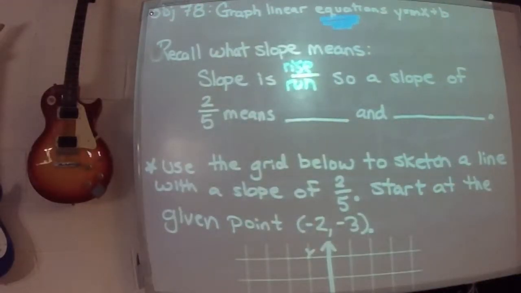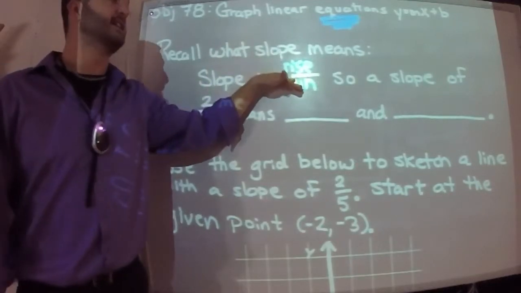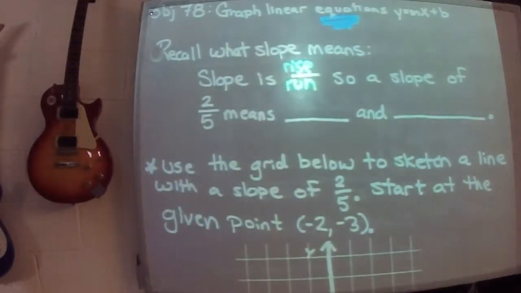We usually use rise over run thinking about going up and to the right. So if your slope is positive, you rise and you run. What do we say if your slope's negative? You fall and then you run. You're always going to run to the right. So regular positive slopes go up, go right. If it's negative, fall over run.